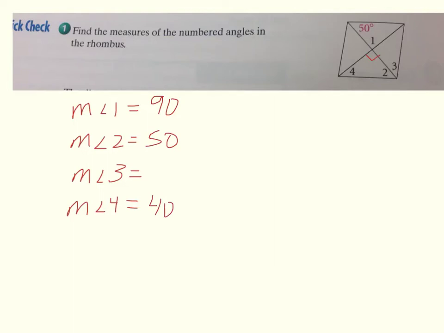Angle 3: if it's a rhombus, these two sides are congruent. Therefore, this triangle has to be a giant isosceles triangle, and the vertex angle up here and base angles are congruent. So if the given angle is 50, then the measure of angle 3 must be 50 as well.